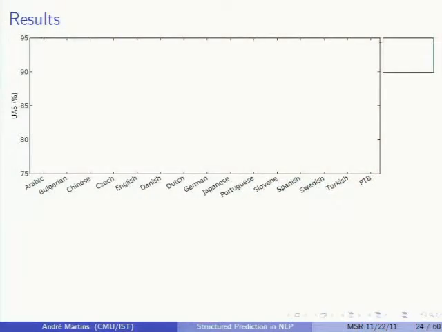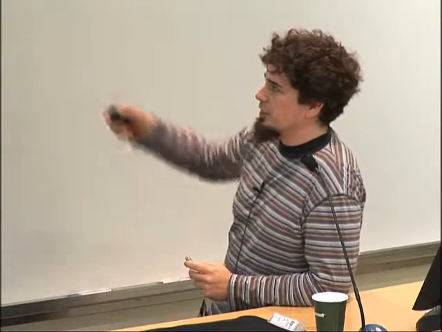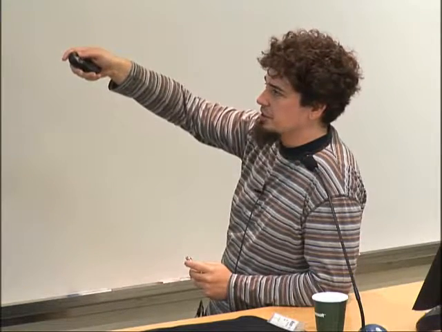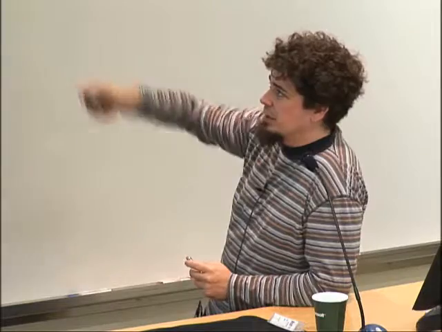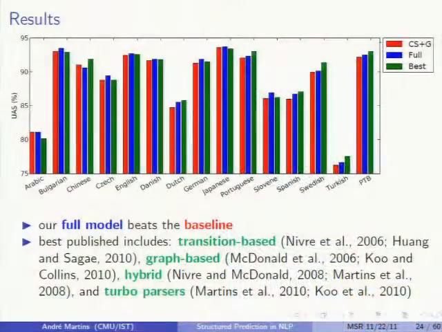Anyway, so these are the results that we have obtained. We actually tried two kinds of models with different feature sets. This is a model that just uses arc features and second order features for siblings, consecutive siblings and grandparents. And this is the results with a full set of features, so there is some improvement. So we are beating that baseline. And this is where the best published results stand.